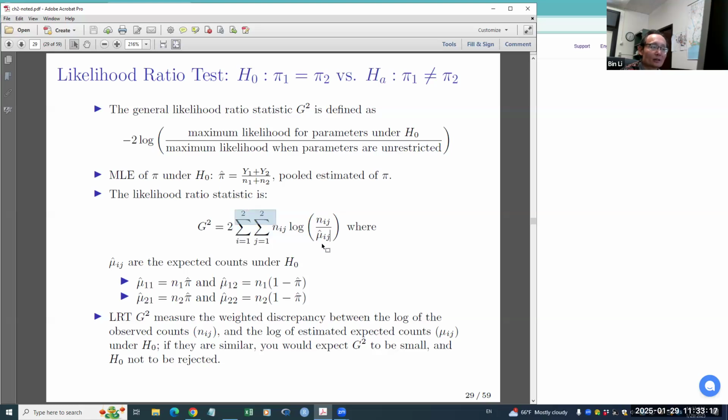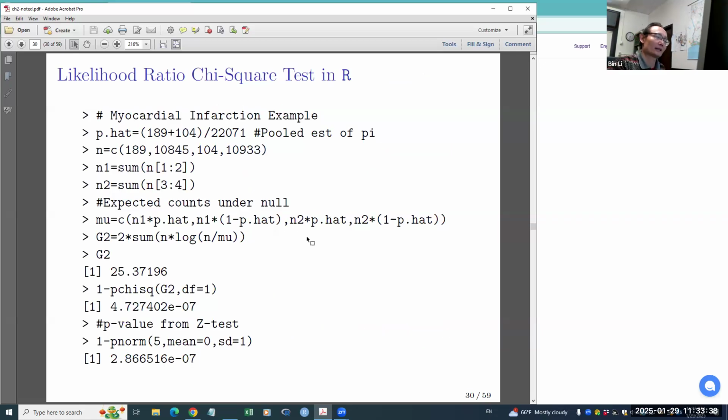If we have a very large value of the test statistic, G square, then that indicates the null hypothesis is probably not true, because these numbers are too large to be true, right? So then we should reject the null hypothesis. Okay, so that's the likelihood ratio test.